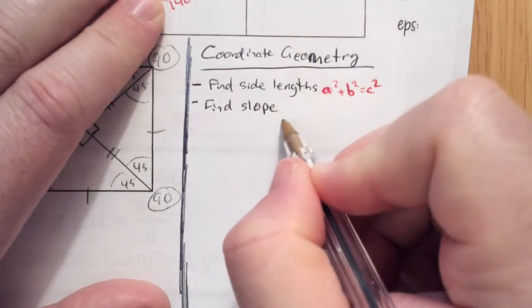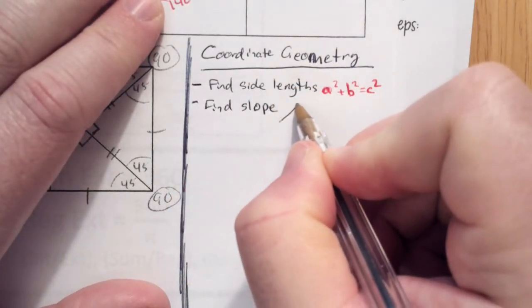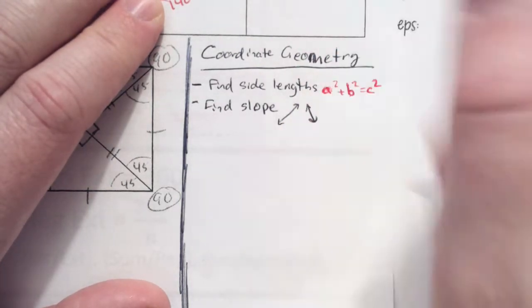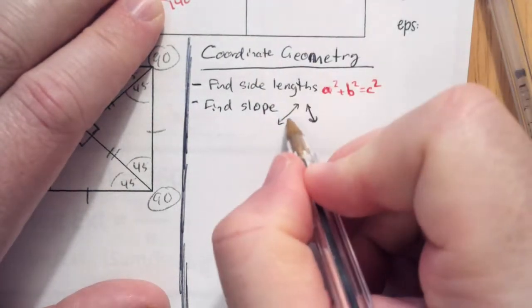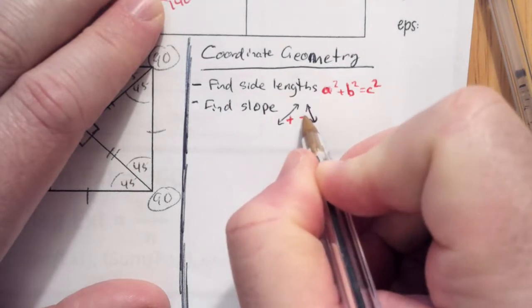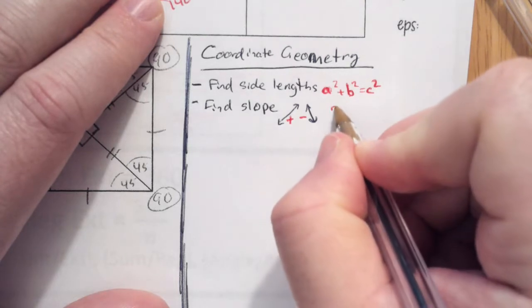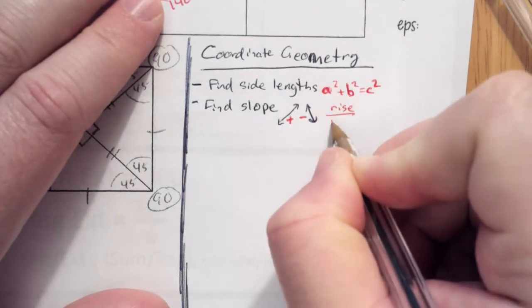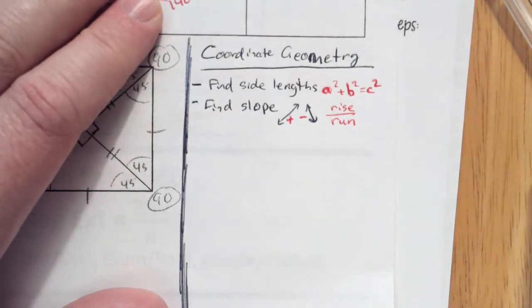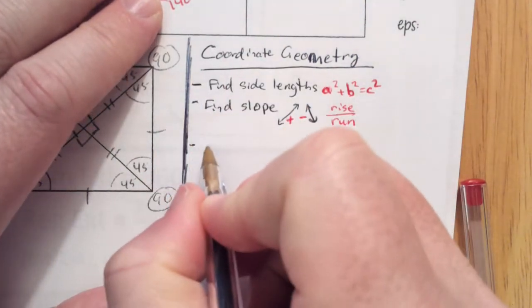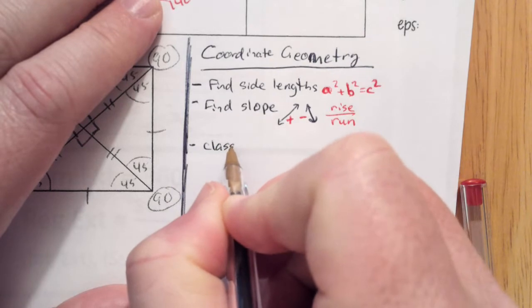And to find the slope, okay, when it goes up versus when it goes down. Right. If it rises from left to right, it's a positive slope. If it falls from left to right, it's a negative slope. So we're going to do rise over run. Okay, and the third step, you're going to classify.